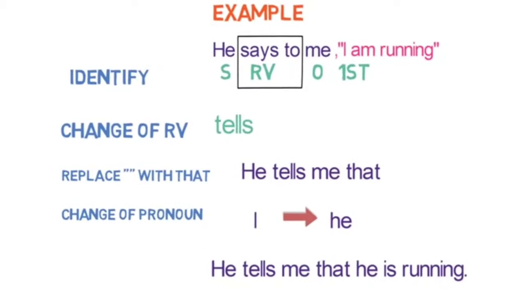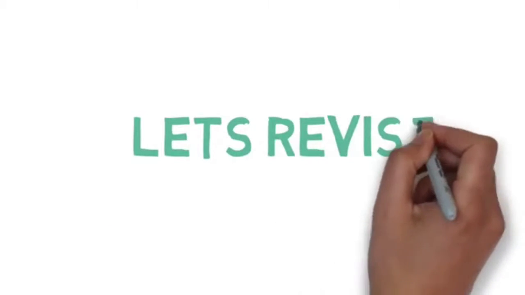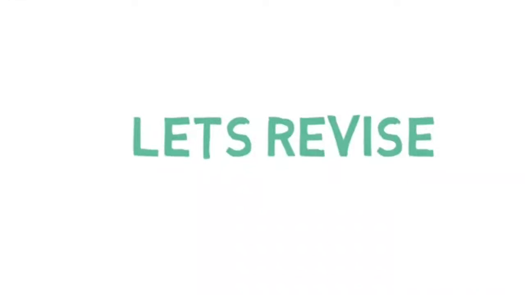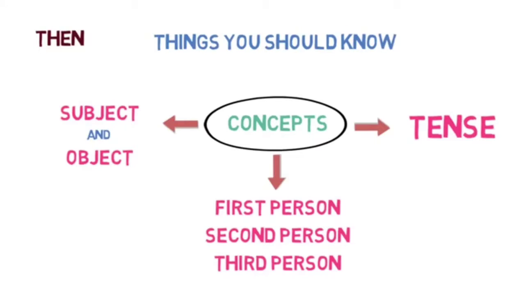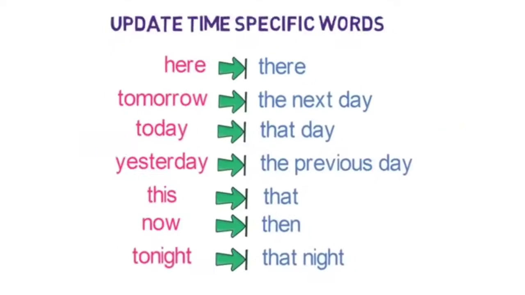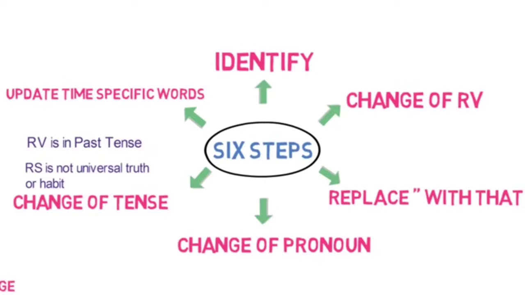I hope you have understood it. Let's revise one more time what we have learned in this session. Firstly, what is a narration and its two types? Then we must know three things which are very important in converting direct to indirect speech: first, subject and object, first person, second person, third person; and tense of reported speech. Finally, we learned about the six steps to convert from direct to indirect speech.